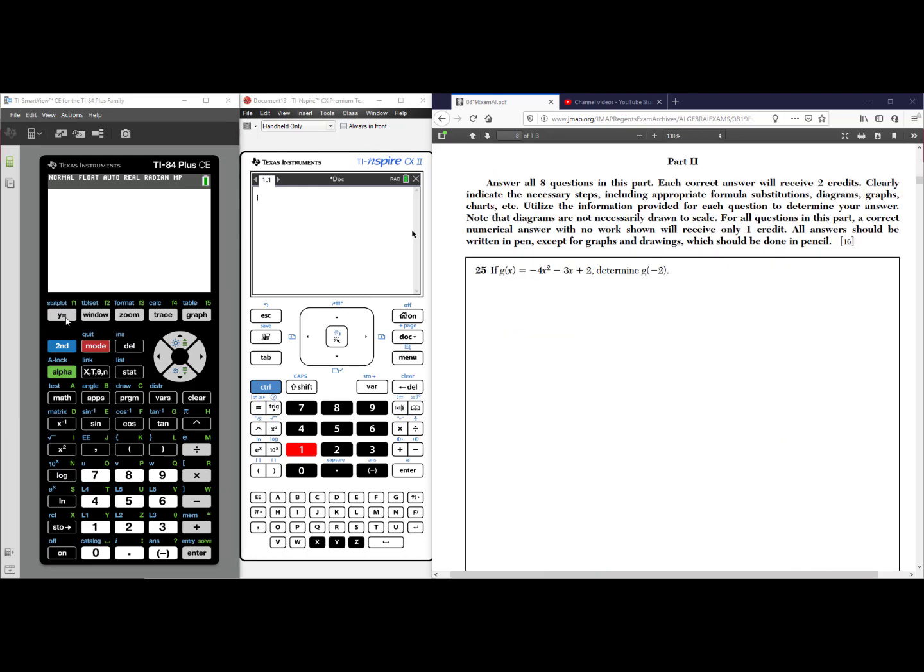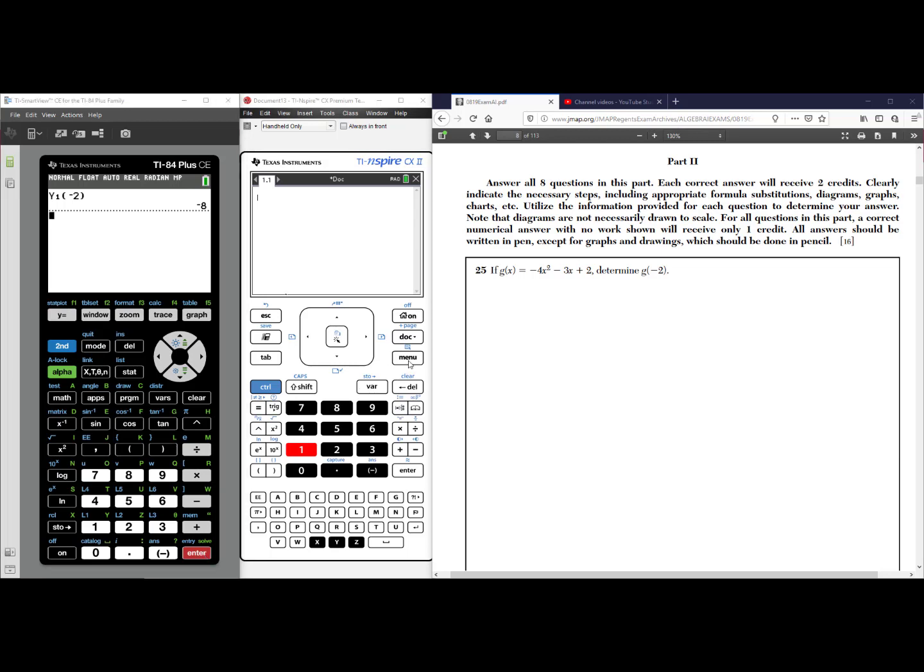For question 25, we need to evaluate g of -2 for g of x. Go to y equals on your TI-84 Plus, enter in your equation, -4x squared minus 3x plus 2, second mode out of there, quit, press alpha trace, select y1, substitute in -2, press enter, and we get -8.